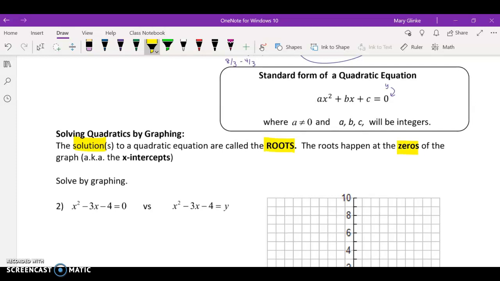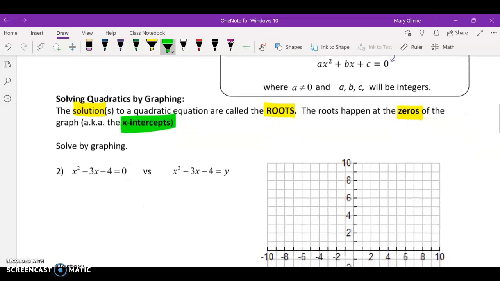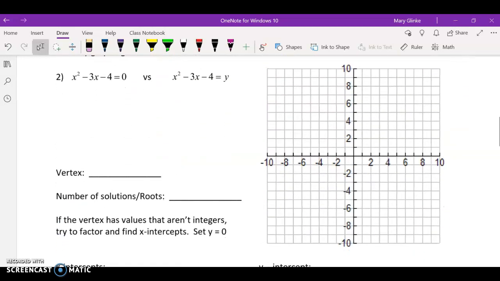This also happens at the zeros. So the solutions are really the x intercepts of the graph. So if we're able to graph it and find the x intercepts, that automatically tells us the solution to the equation. So let's take a look at number 2 and see what happens here. So we have this quadratic equation equals 0. We're going to try to solve it by graphing it.